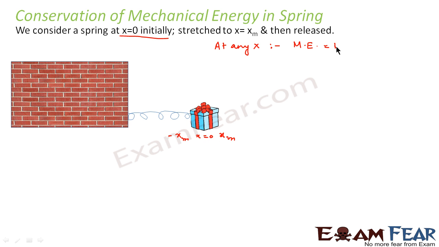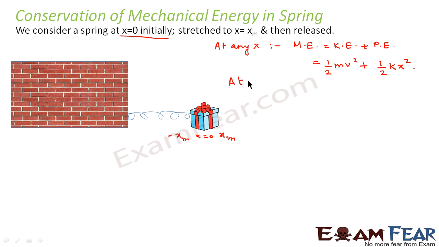So mechanical energy will be equal to kinetic energy plus potential energy, right? So what will be the kinetic energy? It will be half mv square. And what will be the potential energy? It will be half kx square, right? This is what we found in our previous slides. This is the work done due to the spring force. So work done is nothing but the potential energy. So the potential energy will be half kx square.